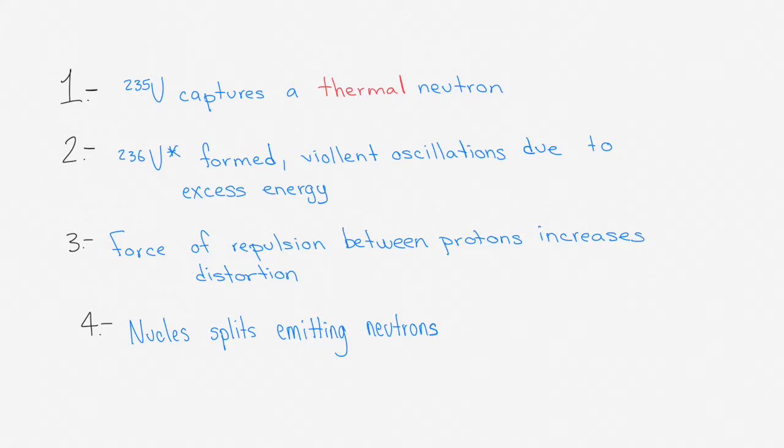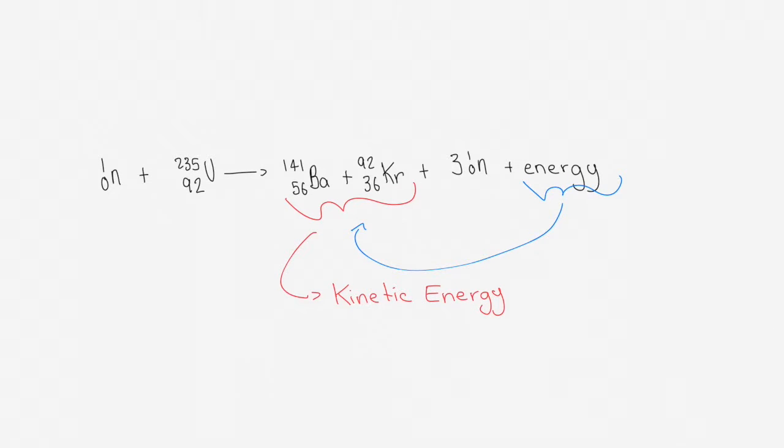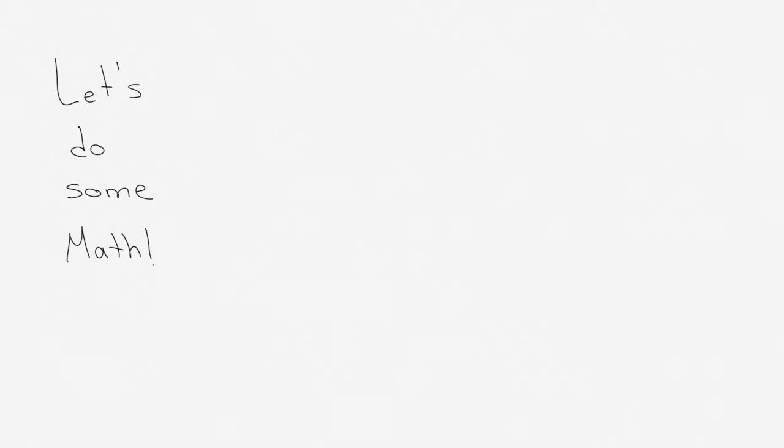Since fragments that have a large excess of neutrons are unstable, the neutron-rich fragments almost instantaneously release 2 or 3 neutrons. The remaining fragments are still rich in neutrons and proceed to decay to more stable nuclei through a succession of beta decays. Now let's do some math.